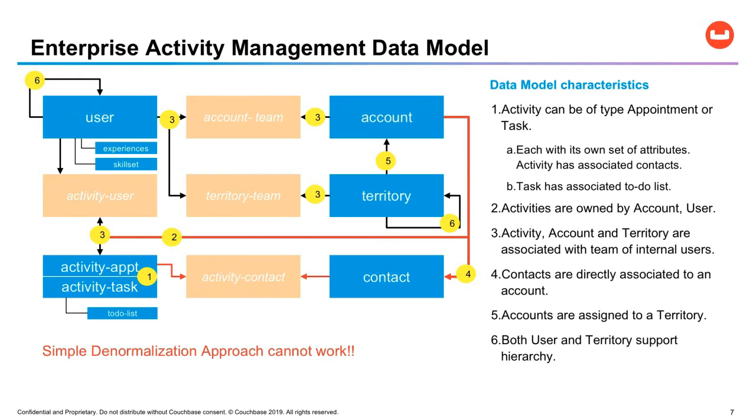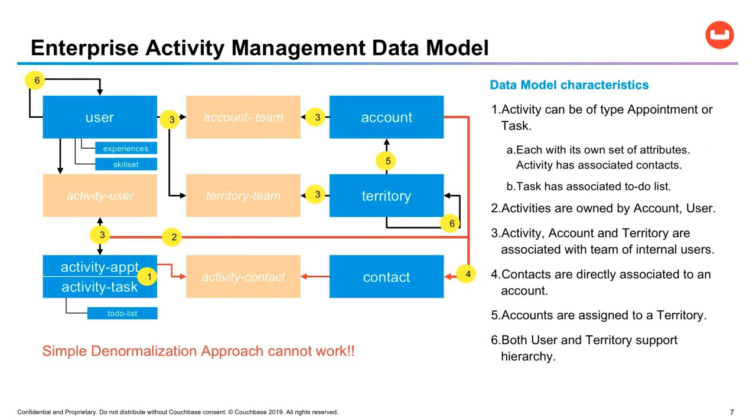Activities are owned by account and user. Activity, account and territory are associated with a team of internal users. Contacts are also directly associated to an account as well as the activity. And accounts are assigned to territory, and both user and territory support hierarchy. These are the typical relational model designs today.